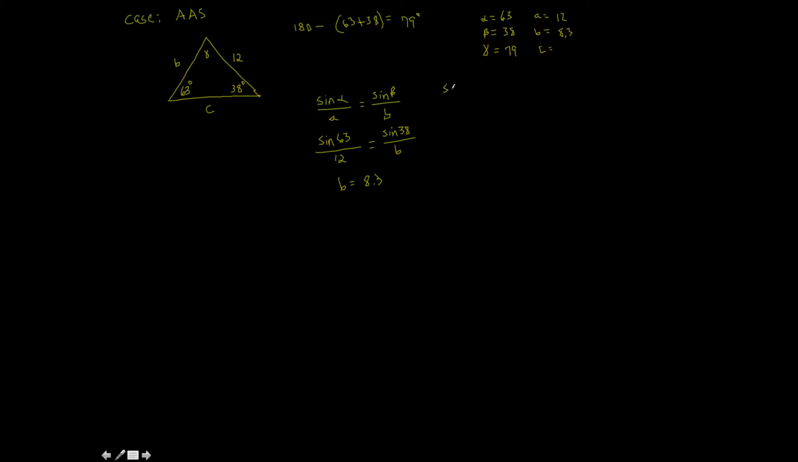Now we're going to do this again, but this time we're going to solve for C. So this is still the sine of 63 all over 12. The only difference here is this is going to be the sine of 79 over C. So do your cross multiplying and dividing, and you should get 13 for this one when you round to two significant digits. So C is 13.